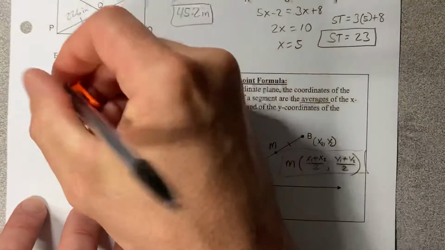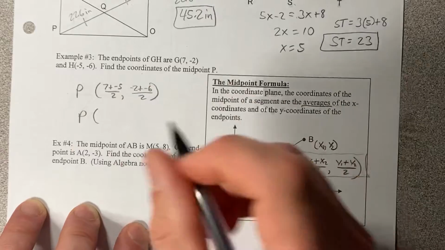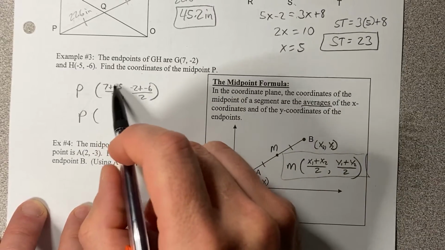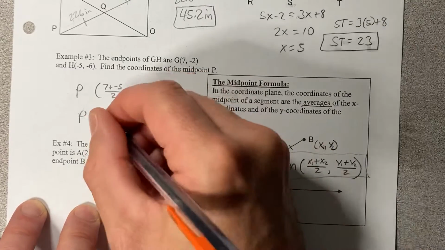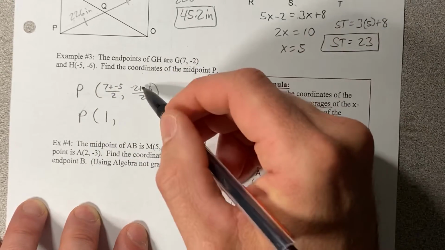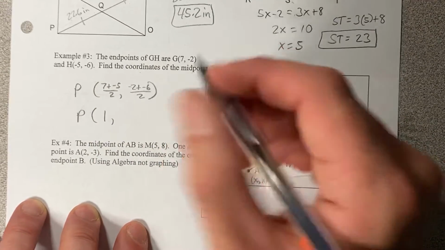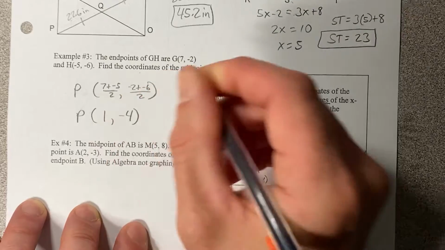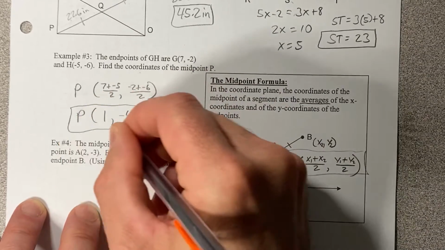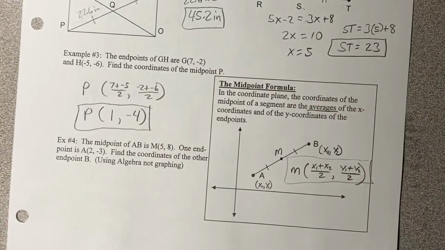And really there's no equal sign there. I should get rid of that. But point P is going to be 2 divided by 2, so it'll be at 1, -8 divided by 2, -4. That's the coordinates of midpoint P.